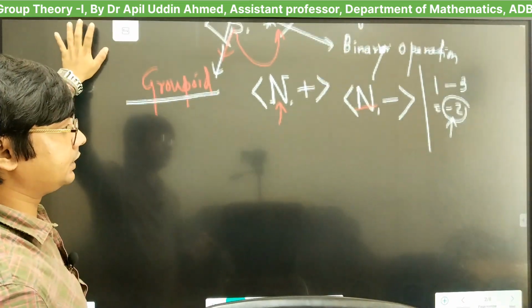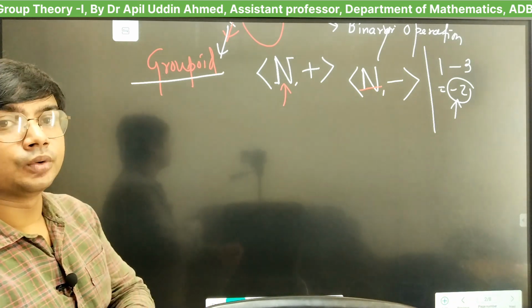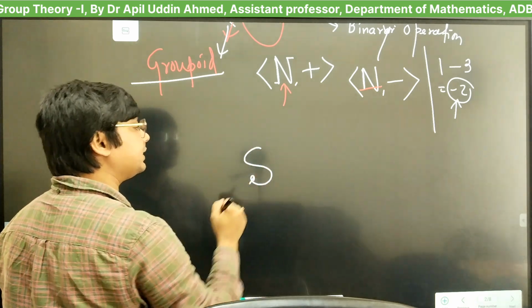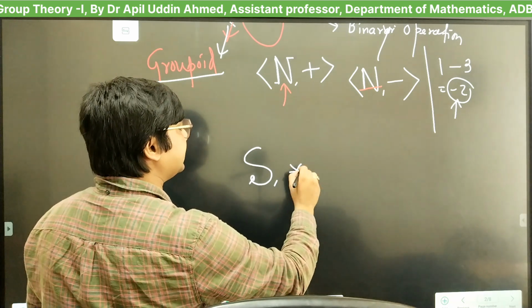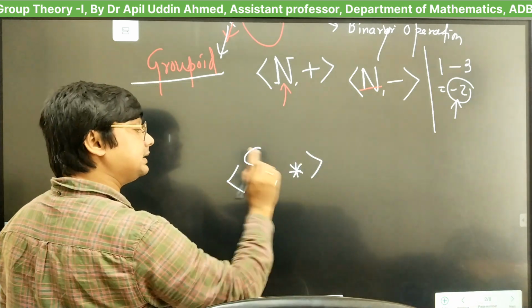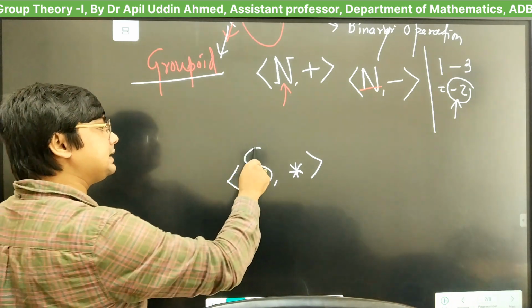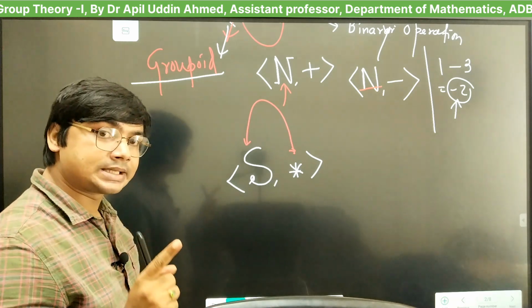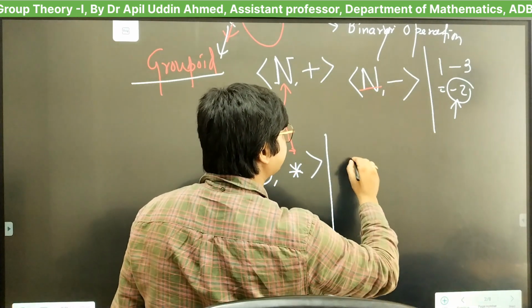We also discussed another important structure in the last class, which is called a semigroup. Now what is a semigroup? Again here, if we consider a non-empty set S together with a binary operation star, then this set S is called a semigroup with respect to star if it satisfies one condition.